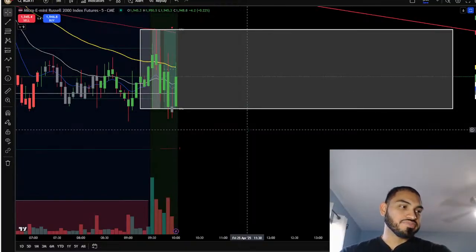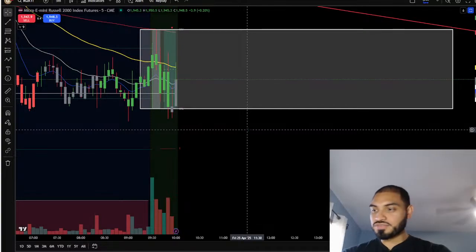All right, there you go. Wow, look at that baby move. Look at that baby move.